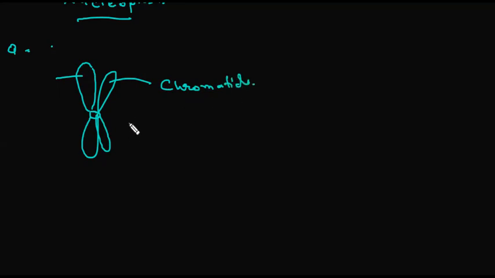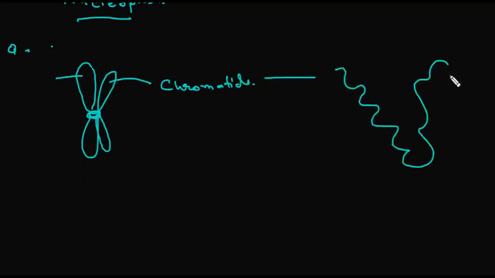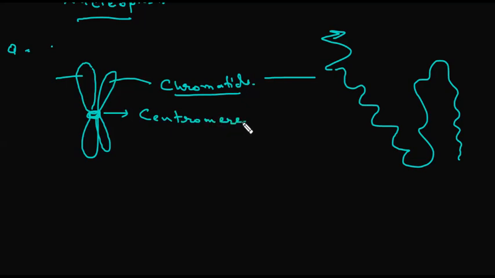Okay. If I talk about chromatin, this chromosome, this chromatid is actually made up of DNA, which is called the chromatin material. So this chromatid is containing DNA. It is a very complicated network, this is the chromosome. And this is called the centromere, the central part. So this central part of the chromosome is called the centromere. Very simple.